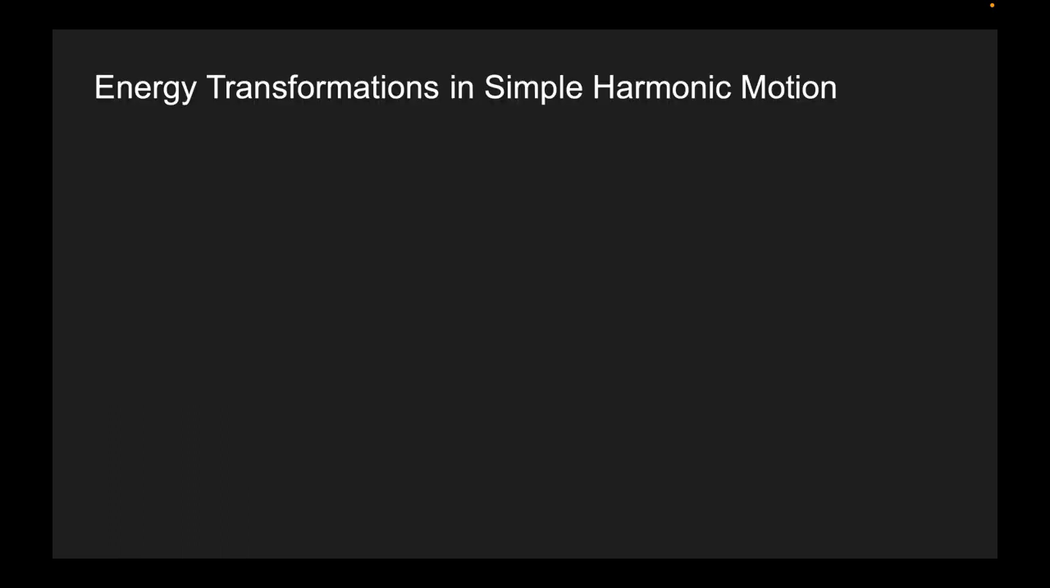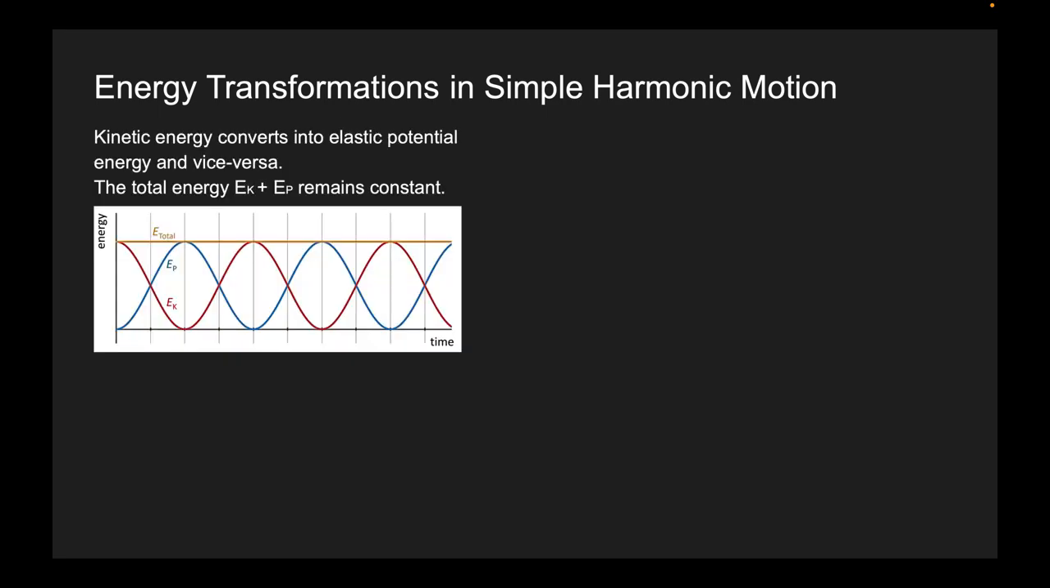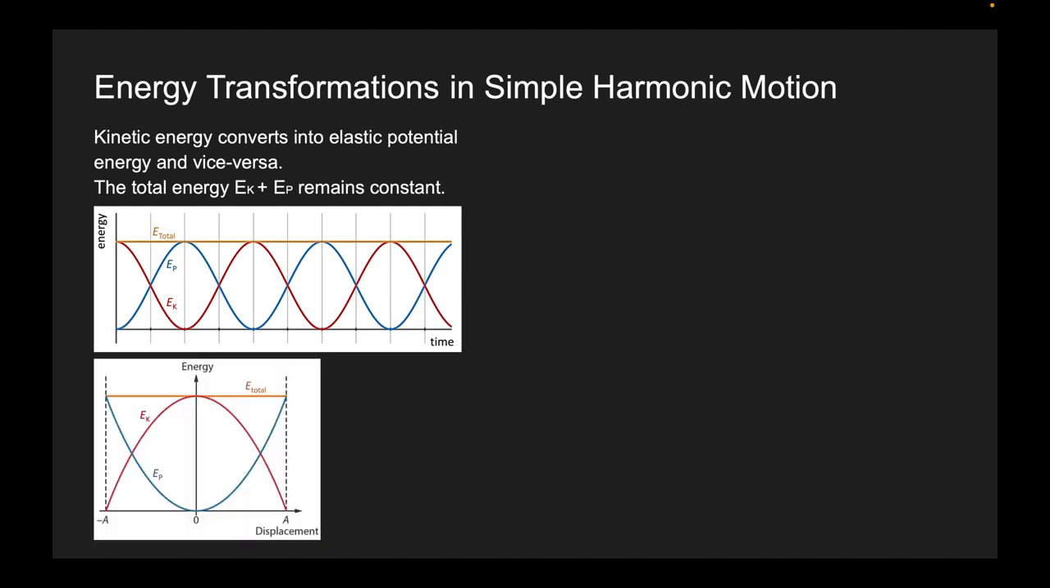The last topic of our lesson is energy transformations in simple harmonic motion. In simple harmonic motion, kinetic energy converts into elastic potential energy and vice versa, and the total energy remains constant. In this diagram, one cycle of an oscillation is depicted.